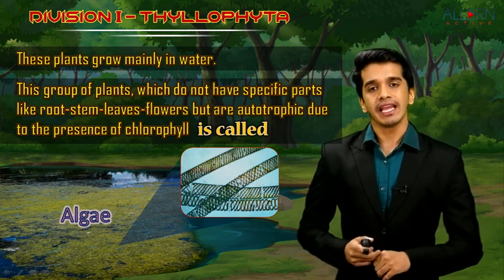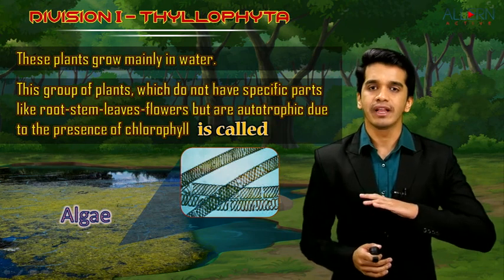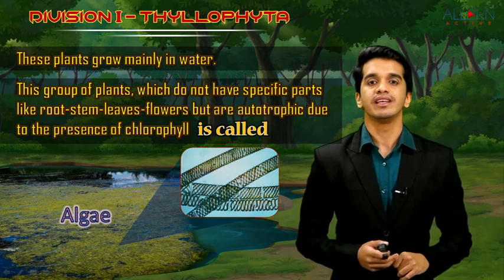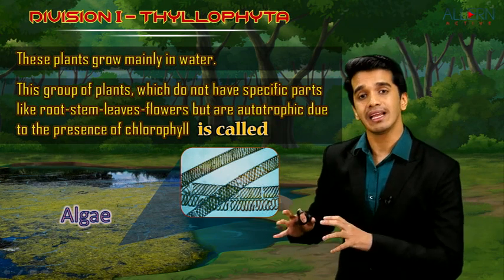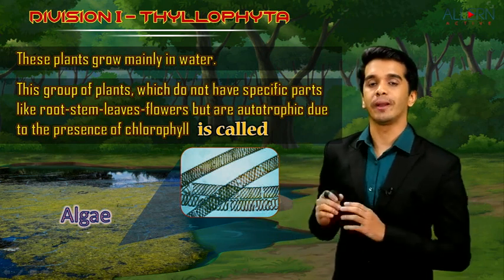If you see, especially over a lake or a river, you can see a green color layer which is formed over the water. This green color layer is called algae, and if you observe algae in a microscope, it will look something like this. Now this algae shows different diversity.